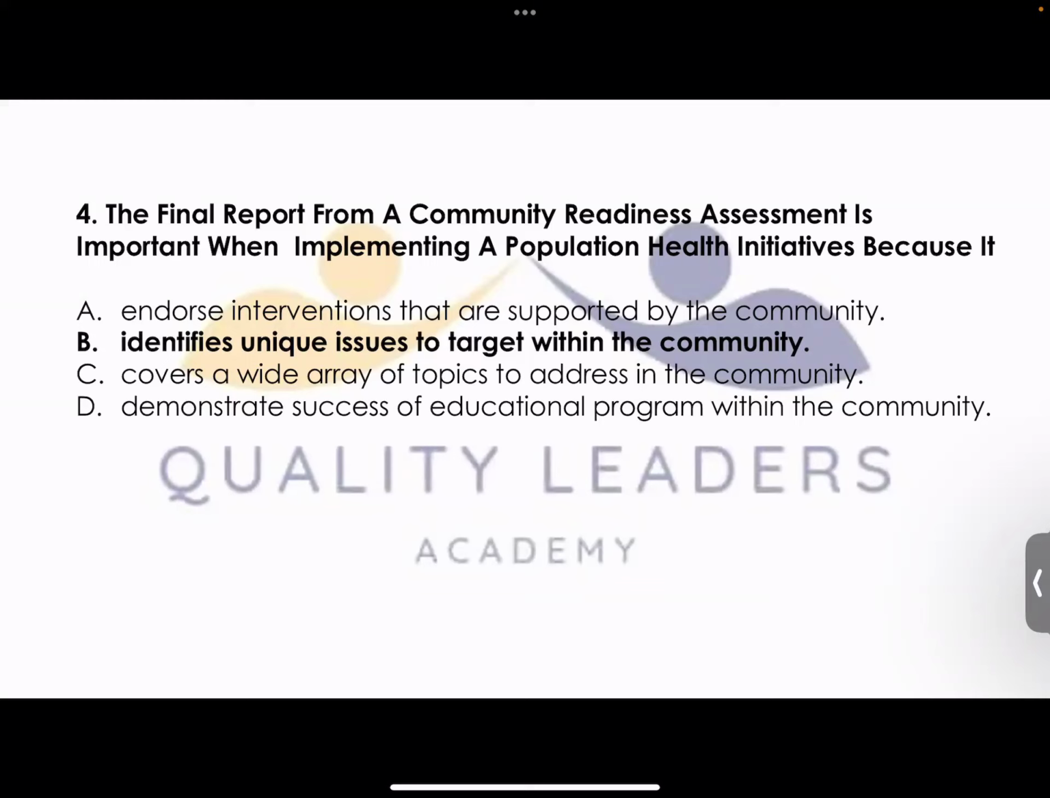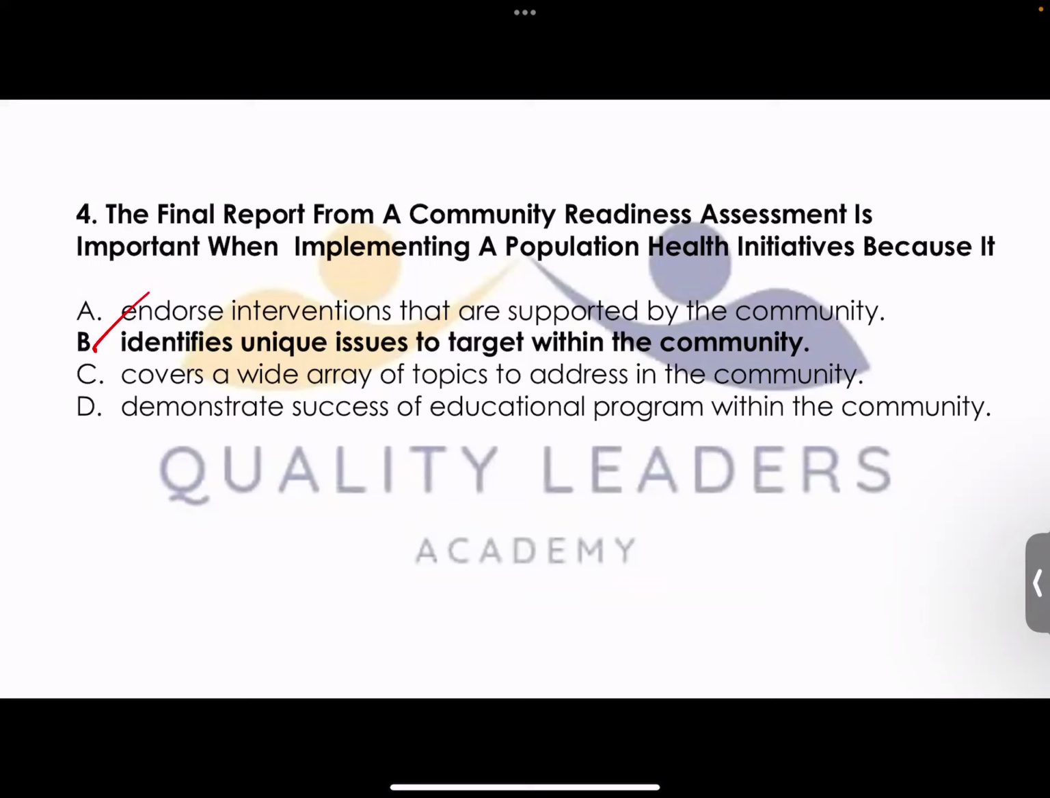So the answer here is B, identifies unique issues. A community readiness assessment is a critical step in implementing population health initiatives. It helps to pinpoint specific issues, challenges, or needs within the community that require targeted interventions.